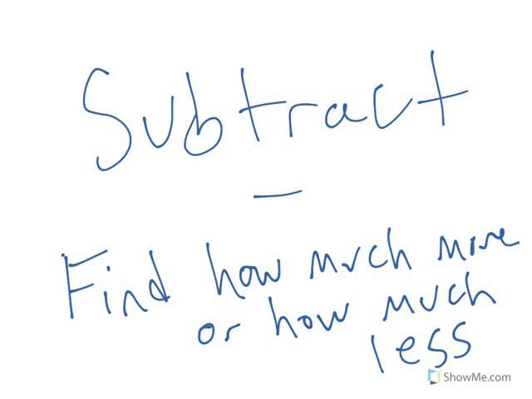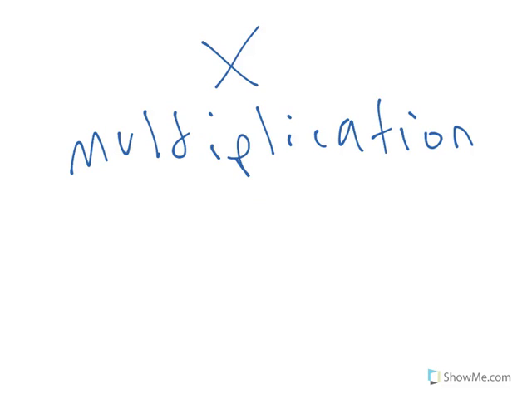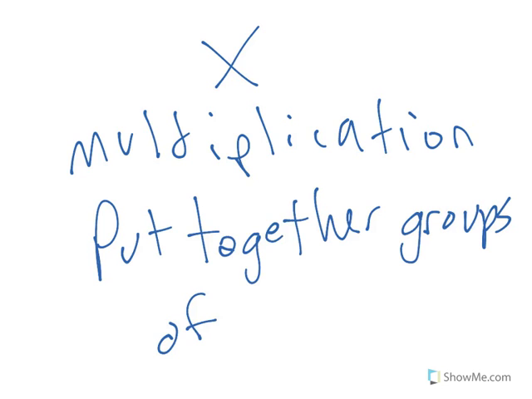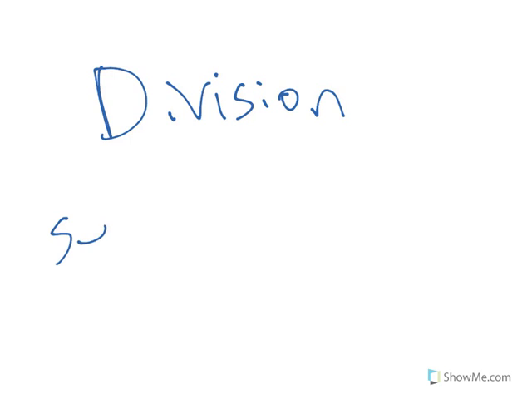And then multiplication, and these are the two that you need to pay the most attention to because these are the two that sometimes we flip-flop when we're in word problems and we decide to do the opposite. So multiplication is to put together groups of equal parts. So if multiplication is to put together groups of equal parts, then that means division would be to separate into equal groups.